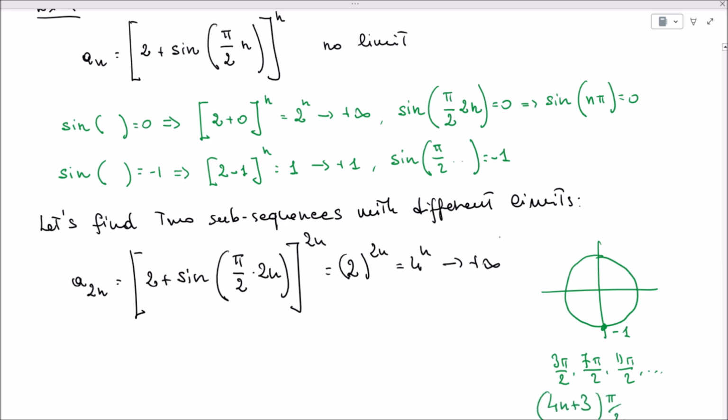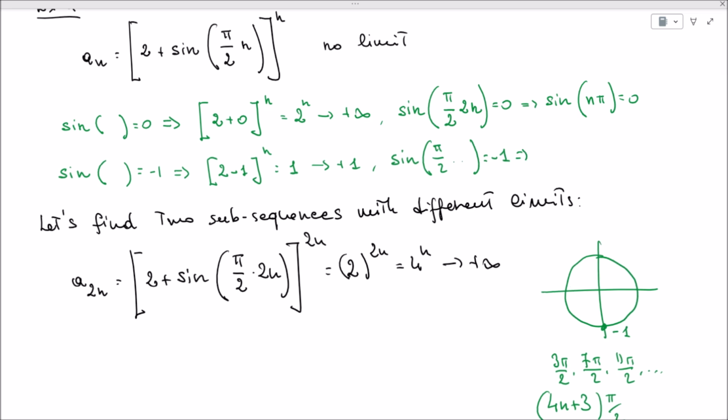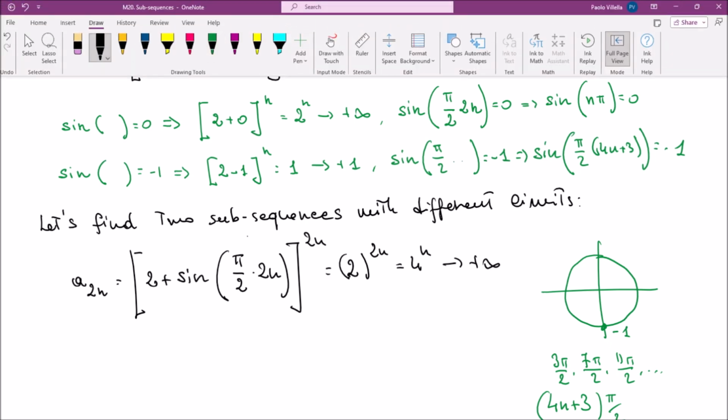In fact, if we have n equals 0, we get 3 pi over 2. If we have n equal 1, we have 7 pi over 2. If we have n equal 2, we have 11 pi over 2, and so on and so forth. So this seems to be the right choice. Okay, so we have that sine of pi over 2 times 4n plus 3 is always equal to -1. So this is the idea for the other subsequence.